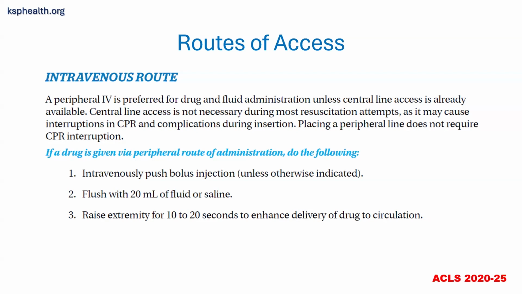If a drug is given via peripheral route, do the following. Intravenously push the bolus injection medication, followed by a flush with 20 ml of fluid or saline. Very important point. Because these patients do not have effective circulation, you need to push it so that it reaches the central circulation. Raise the extremity for 10 to 20 seconds to enhance the delivery of drug to circulation.